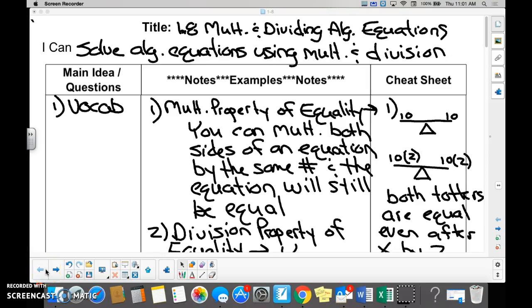1-8, multiplying and dividing algebraic equations. I can solve algebraic equations using multiplication and division.